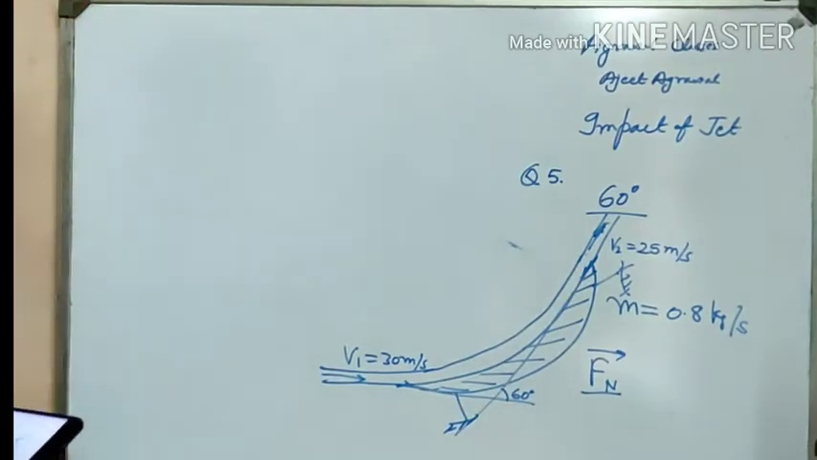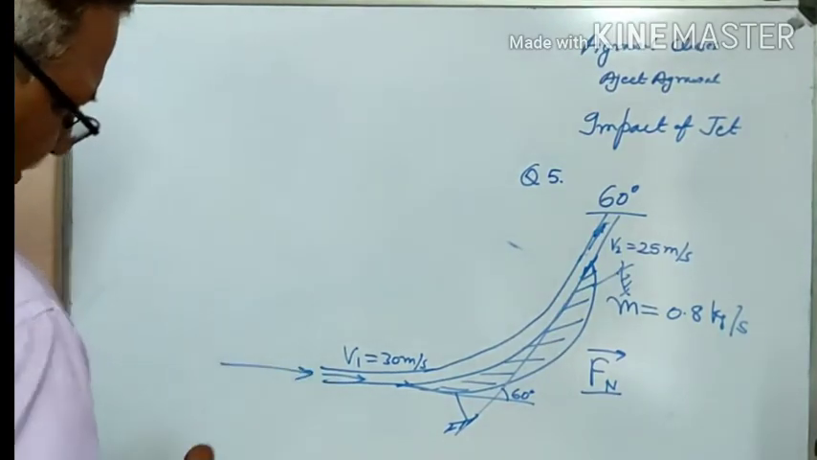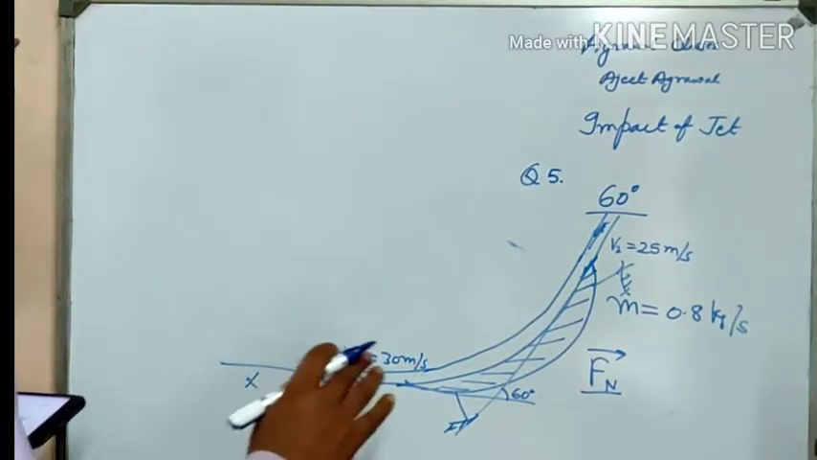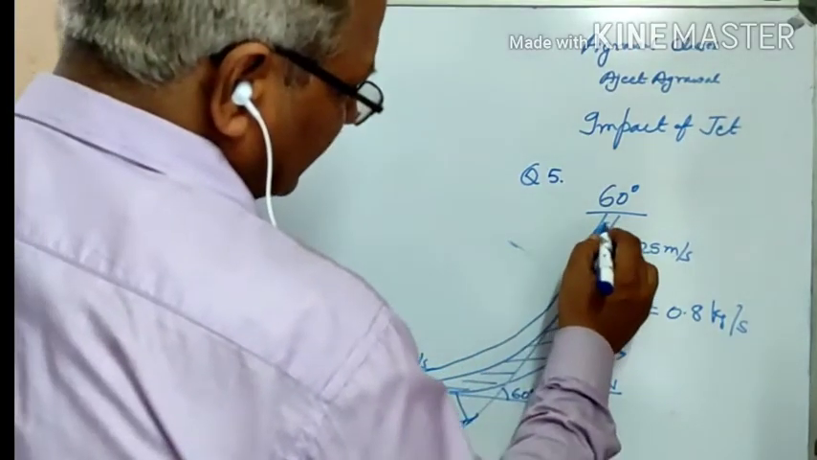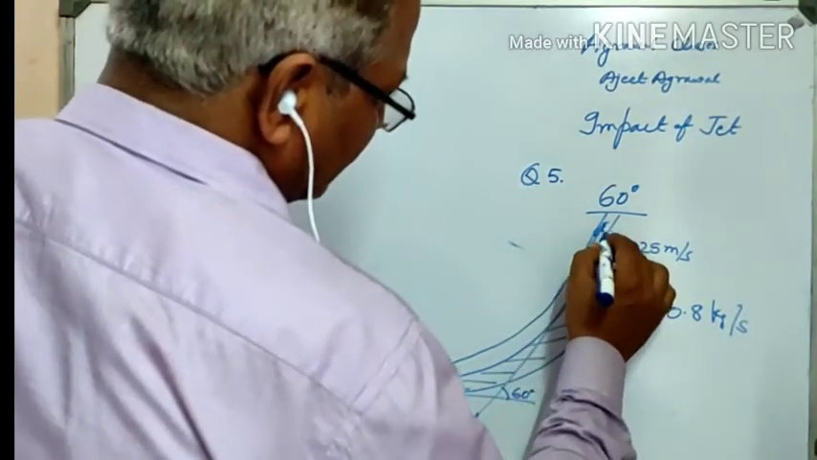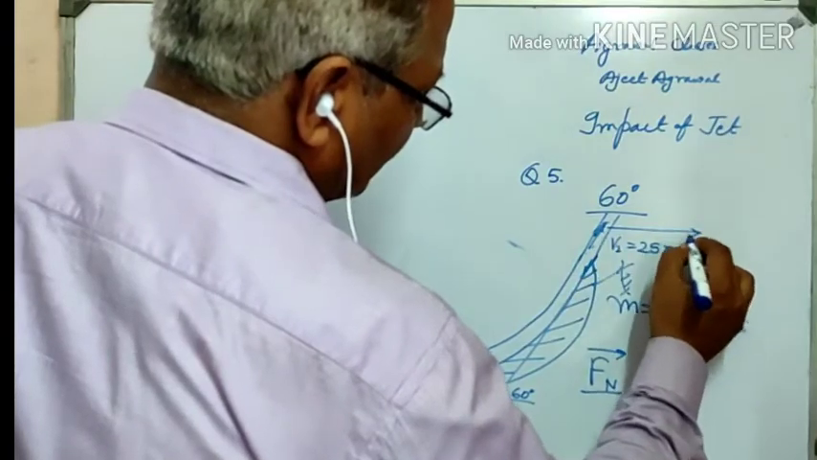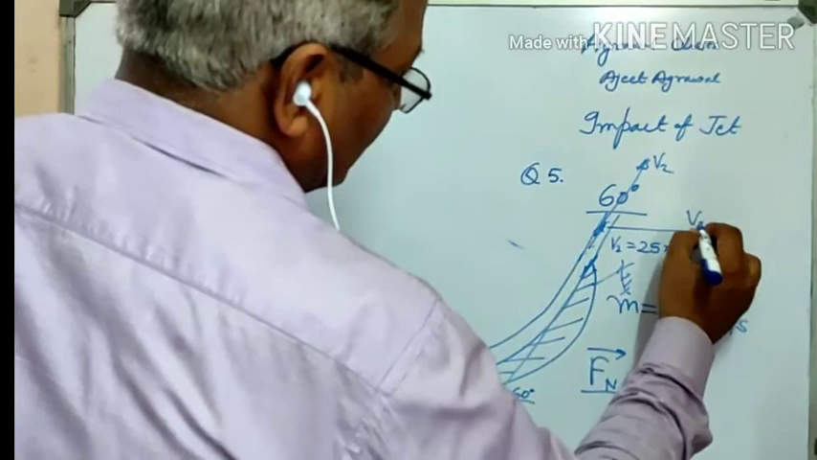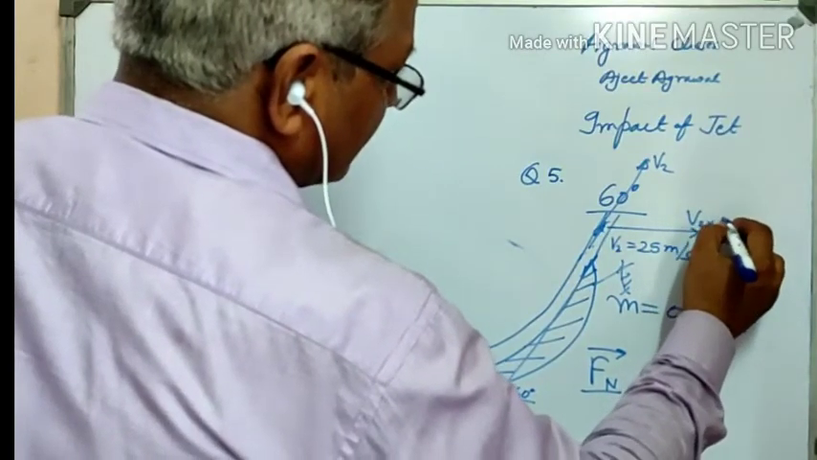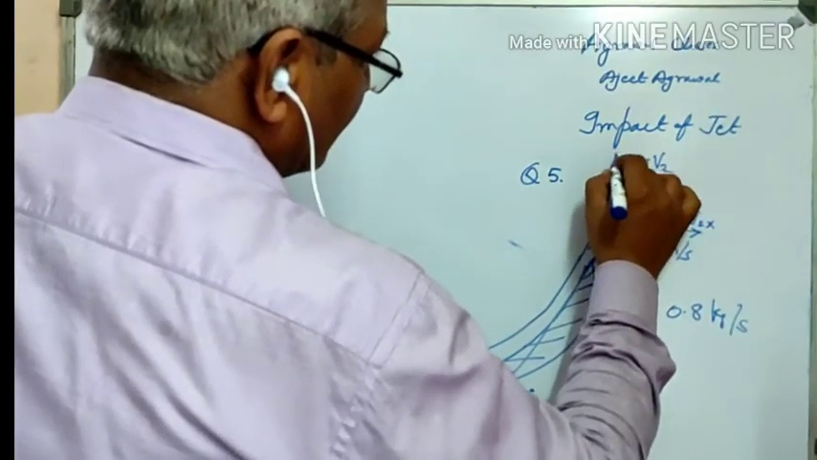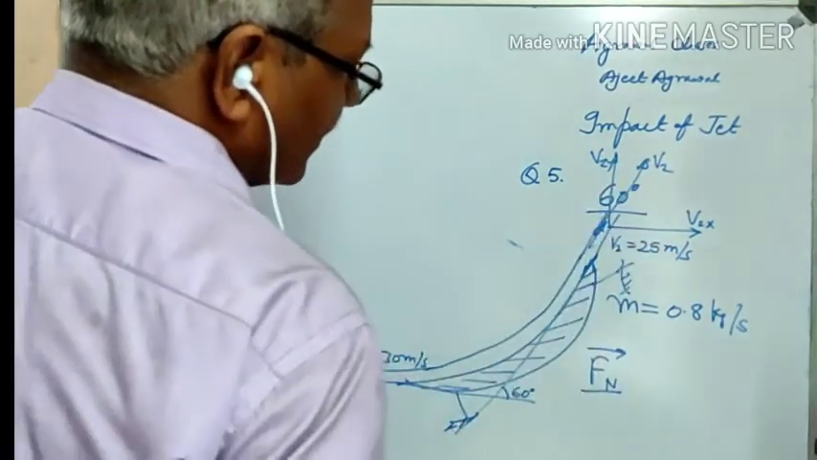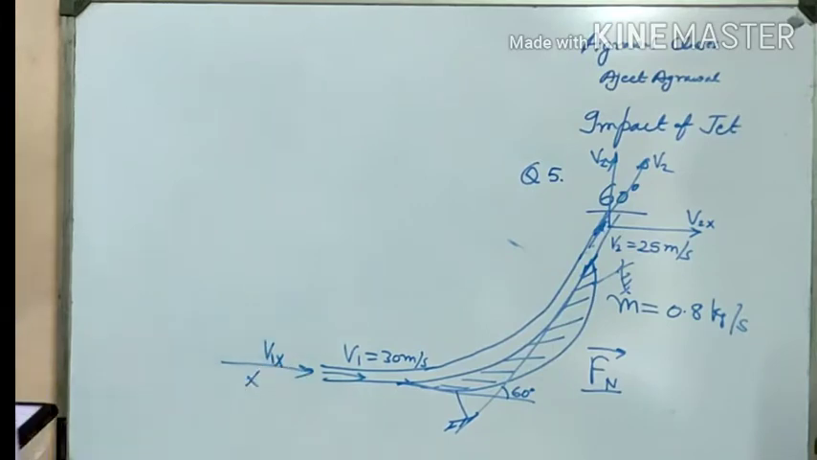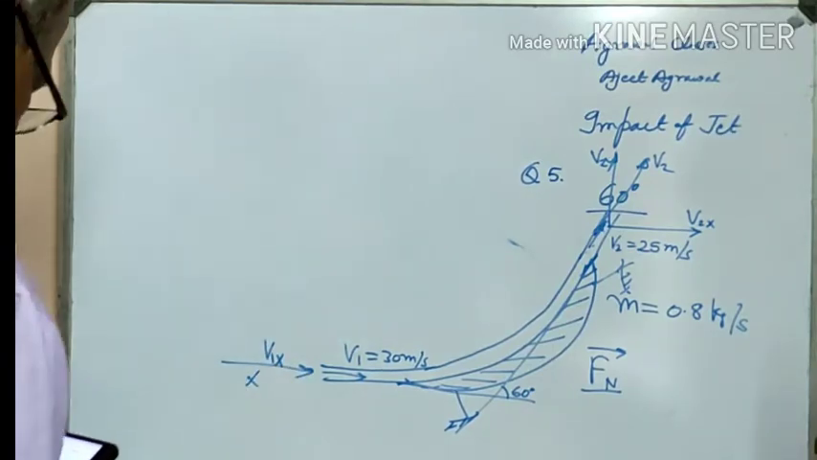So in this case, let us consider this is the x-axis and this is the inlet or the incoming jet. The outgoing jet is moving at an angle of 60 degrees, so it will have two components. One is here, say this is V2, then this will be V2x and this will be V2y. In this case only V1x is there, V1y is 0.